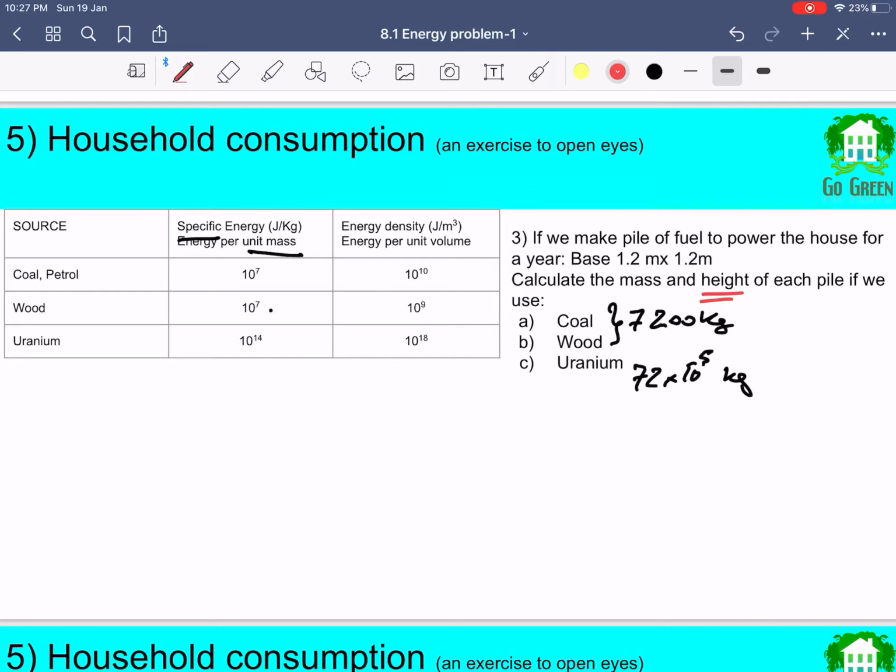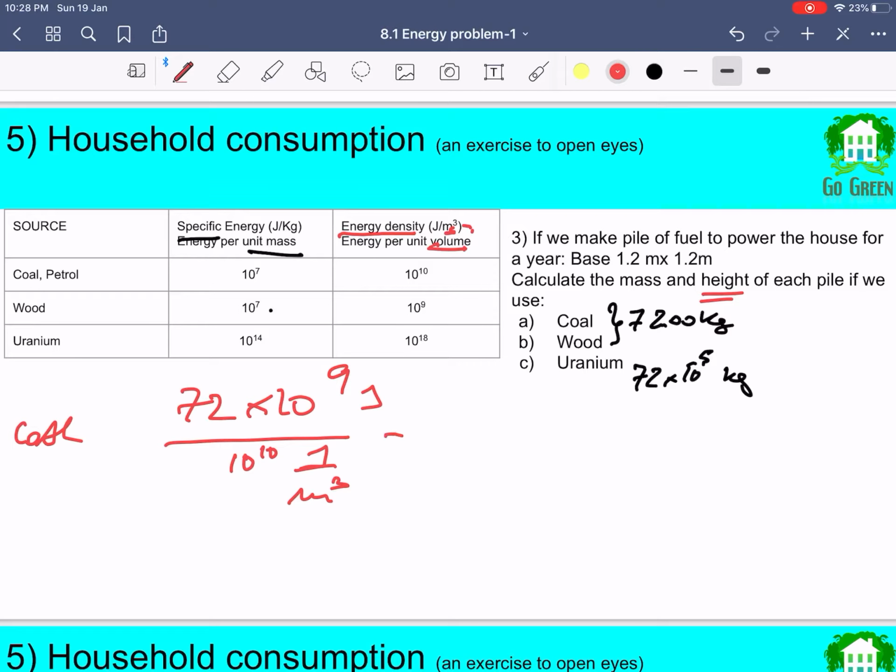So we need to use, instead of specific energy, the concept of energy density. That means the amount of energy that is liberated in every cubic meter, per unit volume, right? So we have 72 times 10 to the 9 joules divided by 10 to the 10. This is for coal, 10 to the 10 joules per cubic meter, right? So the joules cancel.